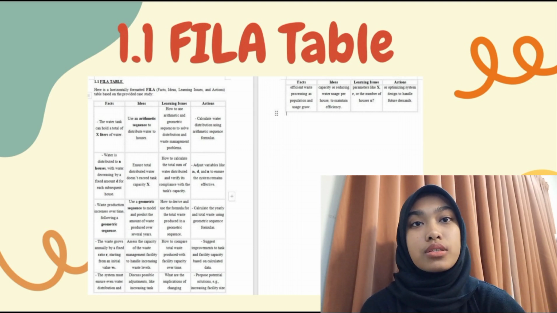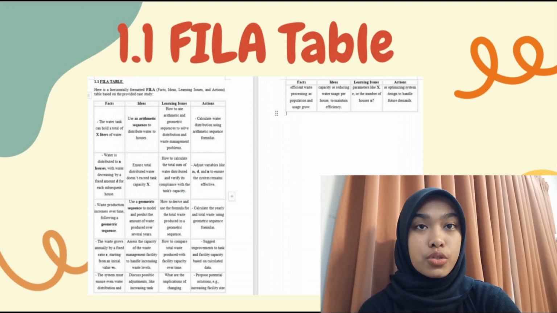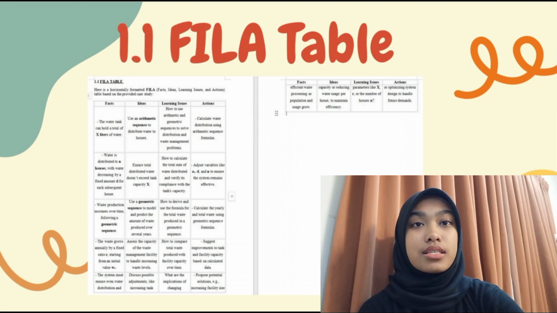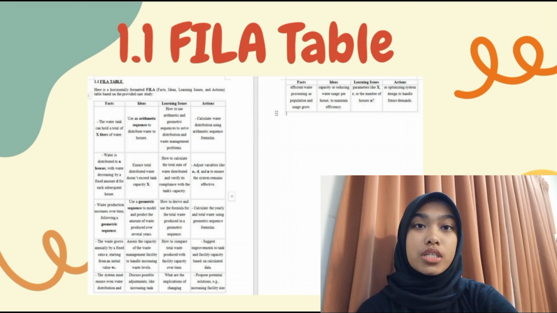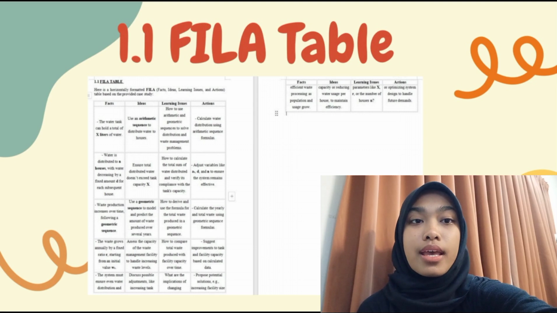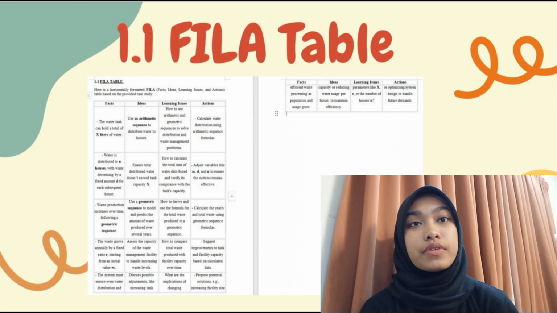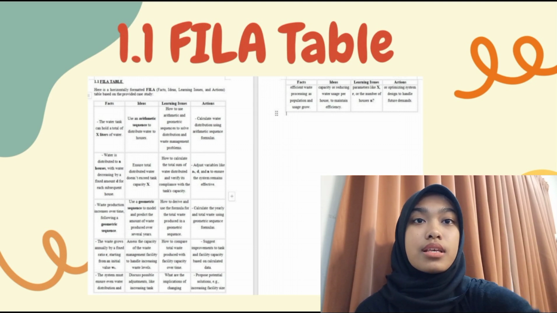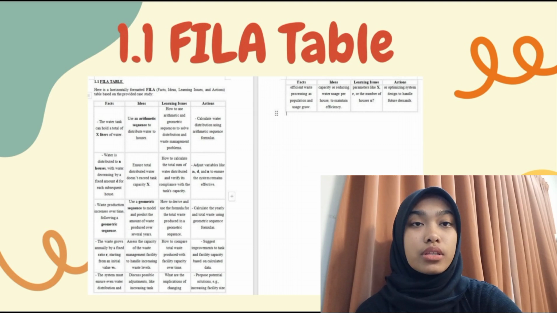Next is the waste grows annually by a fixed ratio R, starting from an initial value W1. Last is the system must ensure even water distribution and efficient waste processing as population and usage grow. And next is ideas. First, use an arithmetic sequence to distribute water to houses. For the second one is ensure total distributed water doesn't exceed tank capacity X.